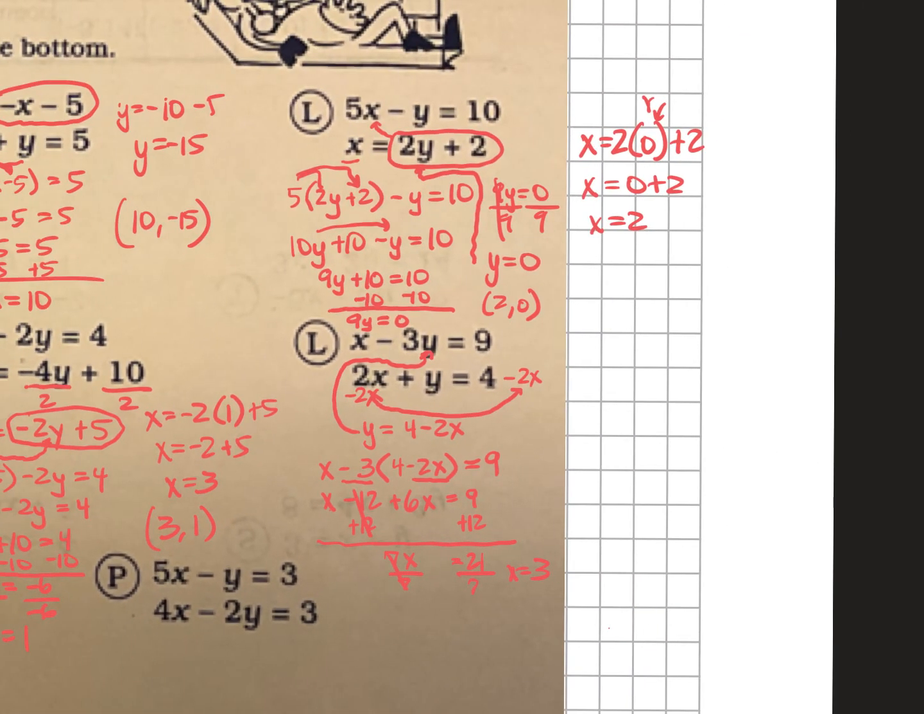Okay, so if x equals 3, then I'm going to go right here. Y is equal to 4 minus 2x, but I know x is 3, so y equals 4 minus 2 times 3. Y equals 4 minus 6. Y equals negative 2. So the answer is 3 comma negative 2.